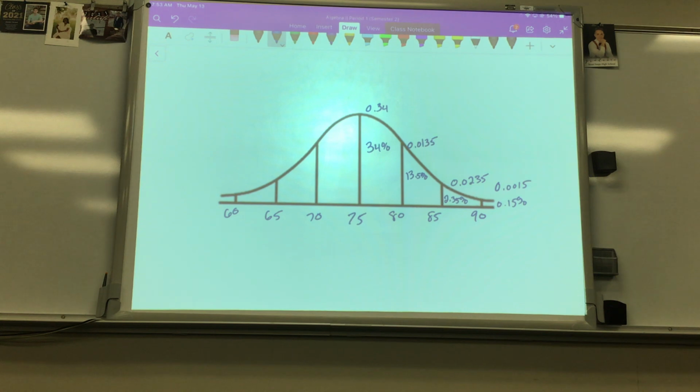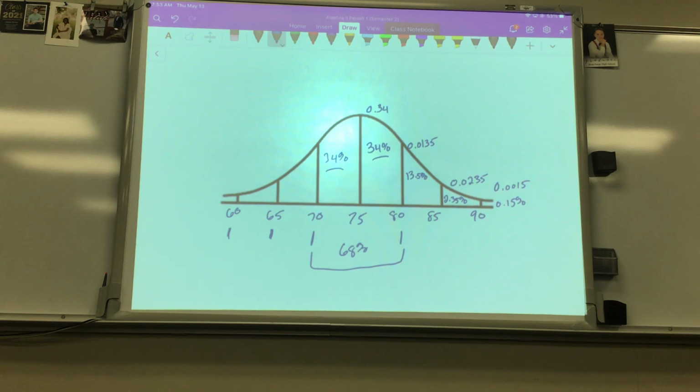So the types of questions I'm going to ask: what percentage of students would you expect to get between 70 and 80? We got 68%. What would be the percentage of students you'd expect between 65 and 60? Those are the types of questions I'll be asking. How do you answer that? From 70 to 80, 34 plus 34%, that would be 68%. So I'd expect 68% of students to fall between 70 and 80. You just add them.